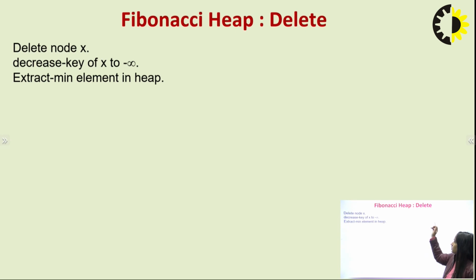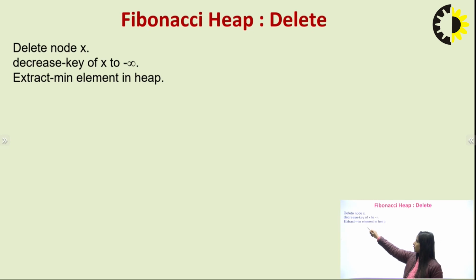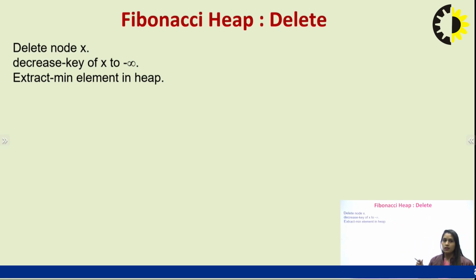Now the last one is delete. How do we delete from the Fibonacci heap? We need to follow these 3 steps. First, we have to select the node which we need to delete. Then decrease key, which we have already explained in the last lecture. You can follow this PPT. And the last one is extract minimum element in the heap. We have already discussed this, so you can follow these 3 steps. We can delete any node from the given heap, right?